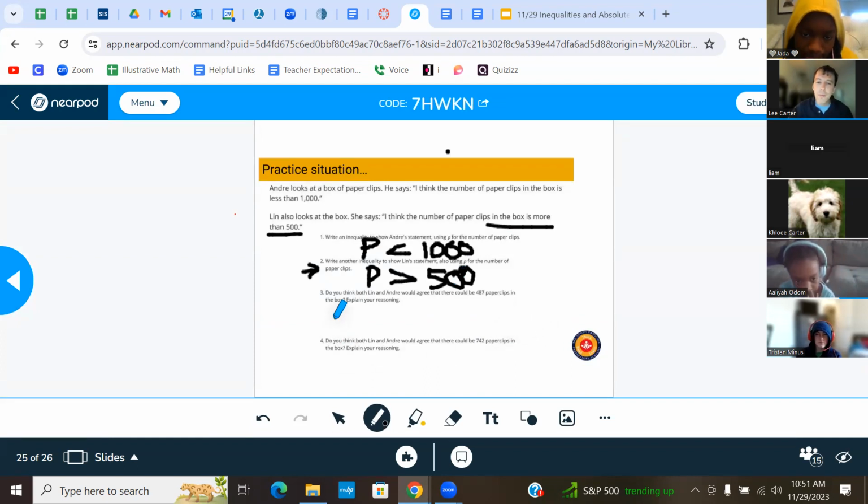Okay. Do you think both of them would agree there could be 487 paper clips in the box? Go ahead and answer that. I'll give you a hint. It's no. So you need to put no because something. No, because... So basically, you need to put who wouldn't agree and why. And then for number 4, same thing. Would they agree there could be 742?